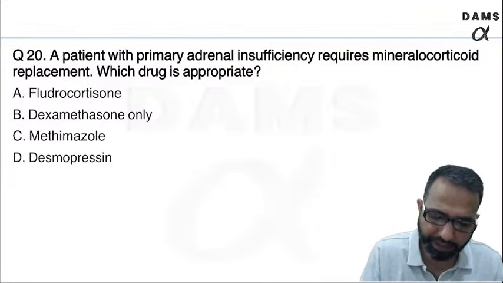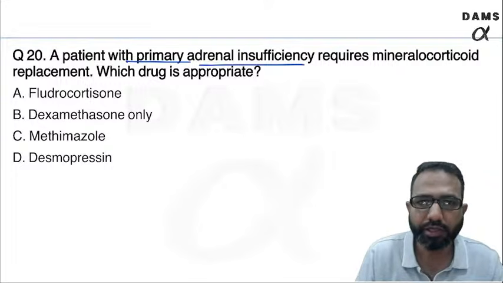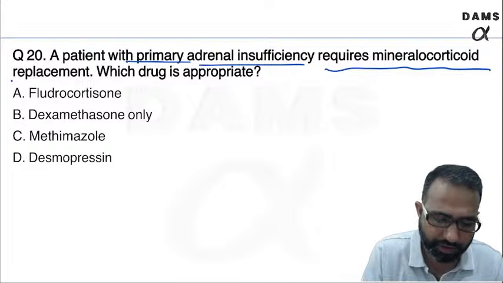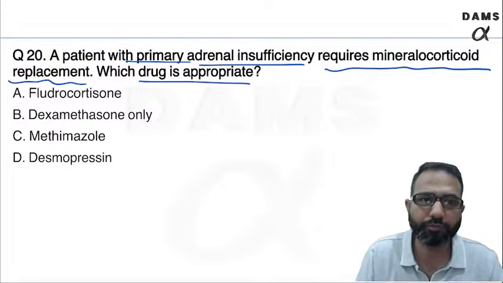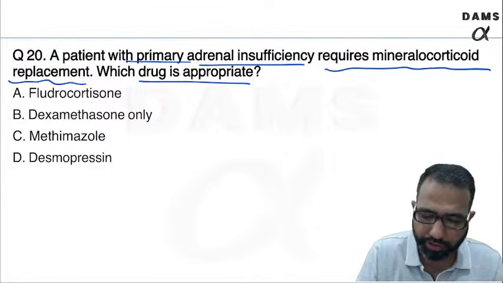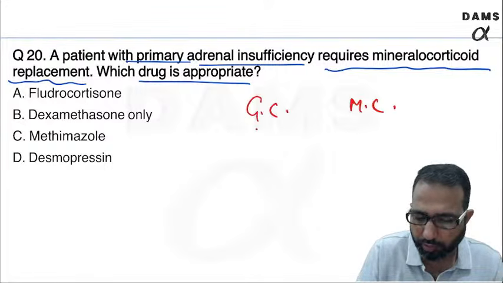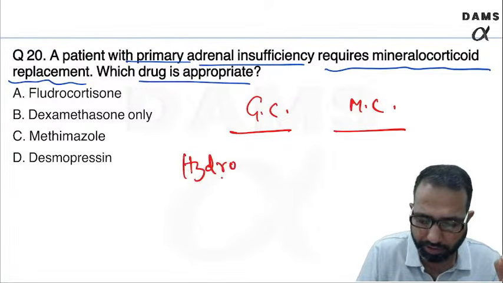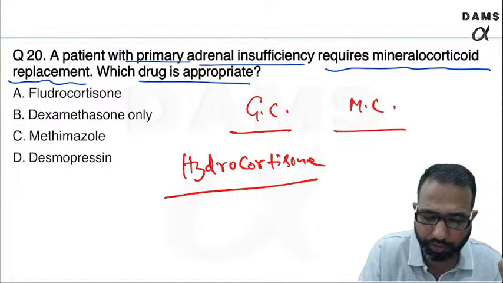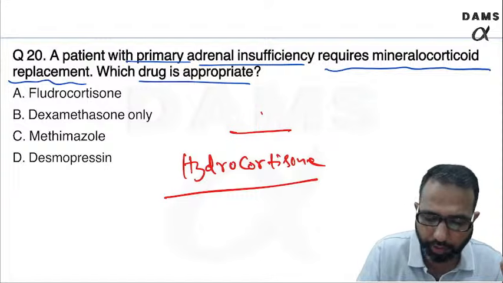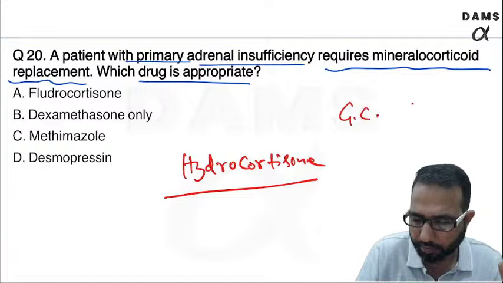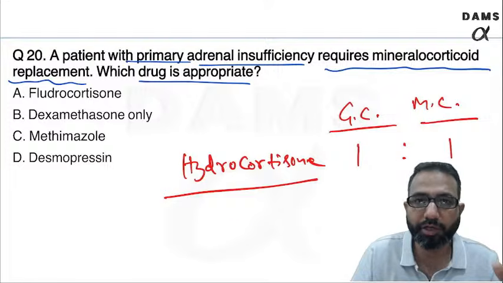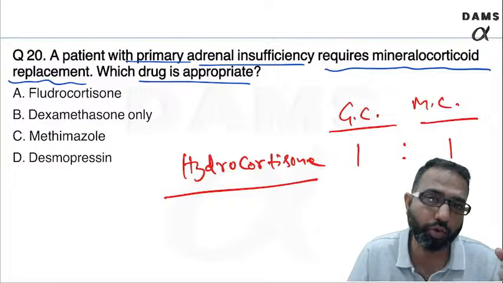A patient with primary adrenal insufficiency requires mineralocorticoid replacement, obviously. Which drug is appropriate? So remember the two, glucocorticoid and mineralocorticoid, these two. For glucocorticoid and mineralocorticoid, one of the best is hydrocortisone, because hydrocortisone has both glucocorticoid and mineralocorticoid activity equally, 1:1. It is ideal for replacement, but mostly it is counted as a glucocorticoid.